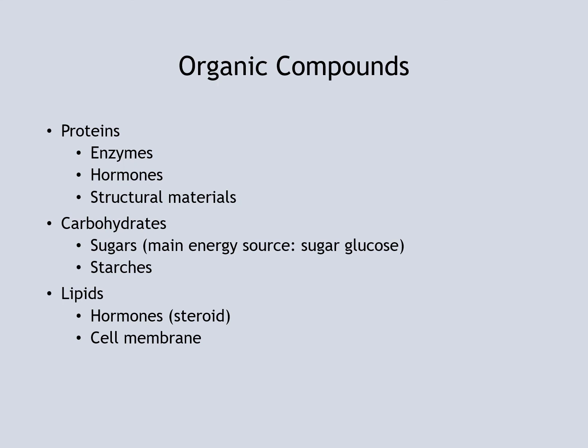Carbon is one of our basic elements. It's kind of the element on which everything else is built. So organic compounds contain carbon. And there are three main organic compounds. There are proteins, carbohydrates, and lipids.